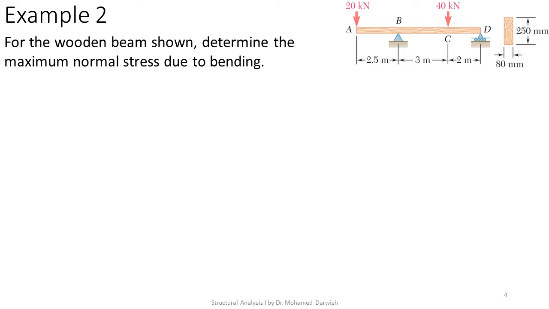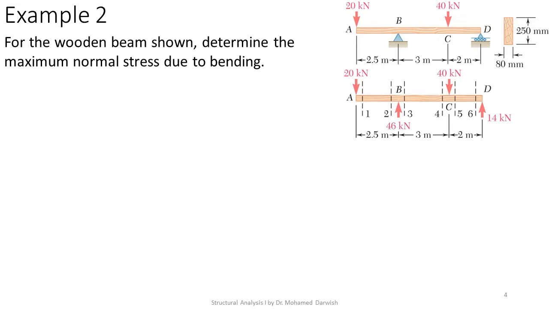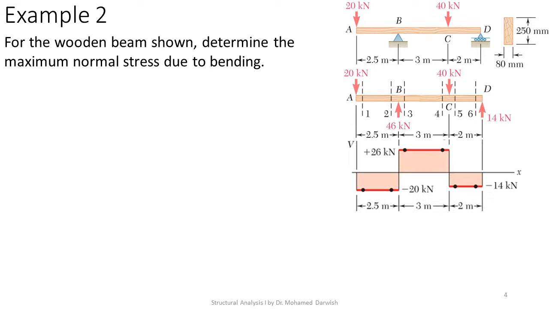Let's take another example. Here we have a wooden beam under that loading with a cross section of 250 millimeter by 80 millimeter. First thing we'll calculate the reactions. They are 46 kilonewton and 14 kilonewton respectively. Then we'll draw the shear force diagram. If we take a section anywhere between A and B, you will find a shear force of minus 20 kilonewton.